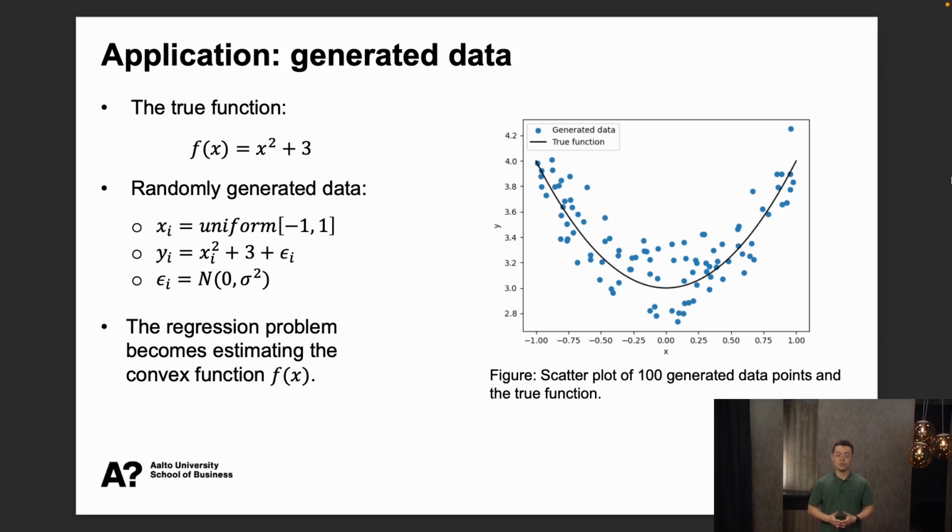I plot 100 generated data points on this graph, as you can see the blue dots. Now I also plot the true function as the black curve on this graph. So the regression problem becomes estimating the function f(x). If the estimated function is close to the true function f(x), then we can say the model is good.